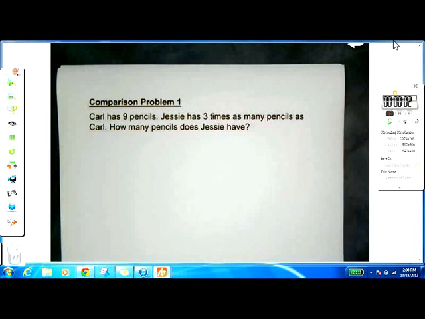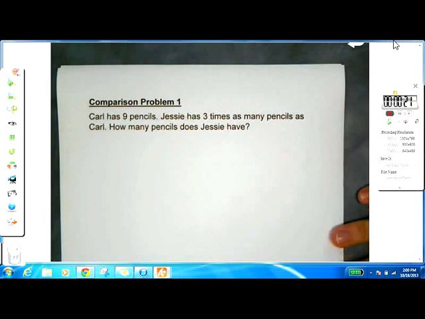A comparison model can help us relate comparing to multiplication. So in our first example, we have the problem: Carl has 9 pencils. Jesse has 3 times as many pencils as Carl. How many pencils does Jesse have? We're going to set up a comparison model like this.